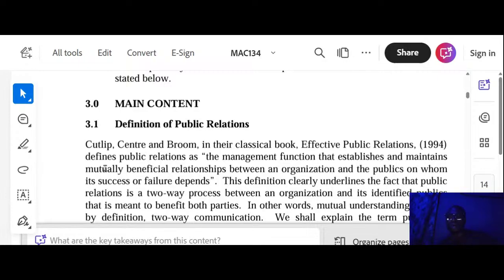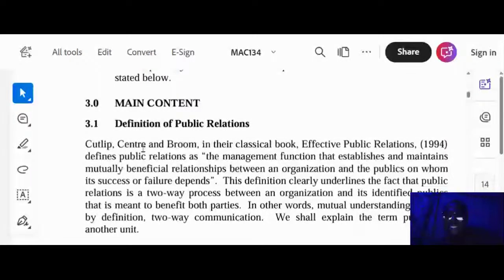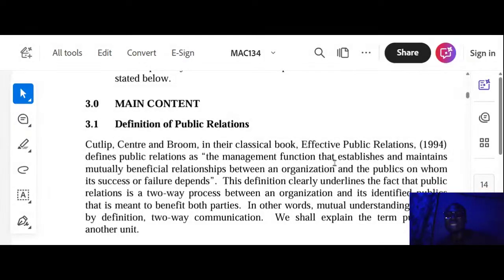Cutlip, Center, and Broom wrote a classical book, Effective Public Relations, in 1994. And in that book, they gave a definition of public relations. According to them, the management function that establishes and maintains mutually beneficial relationships between an organization and the publics on whom its success or failure depends is what we call public relations.